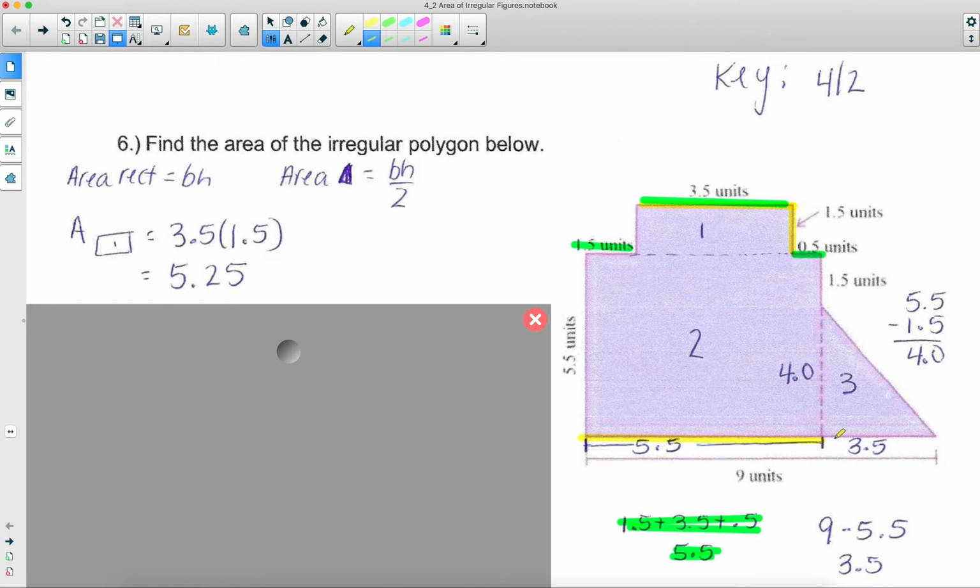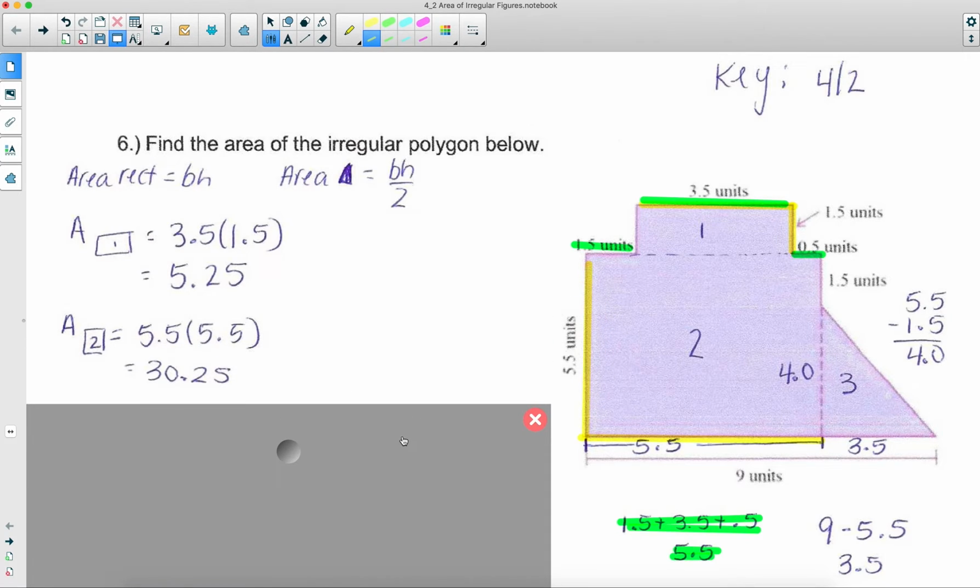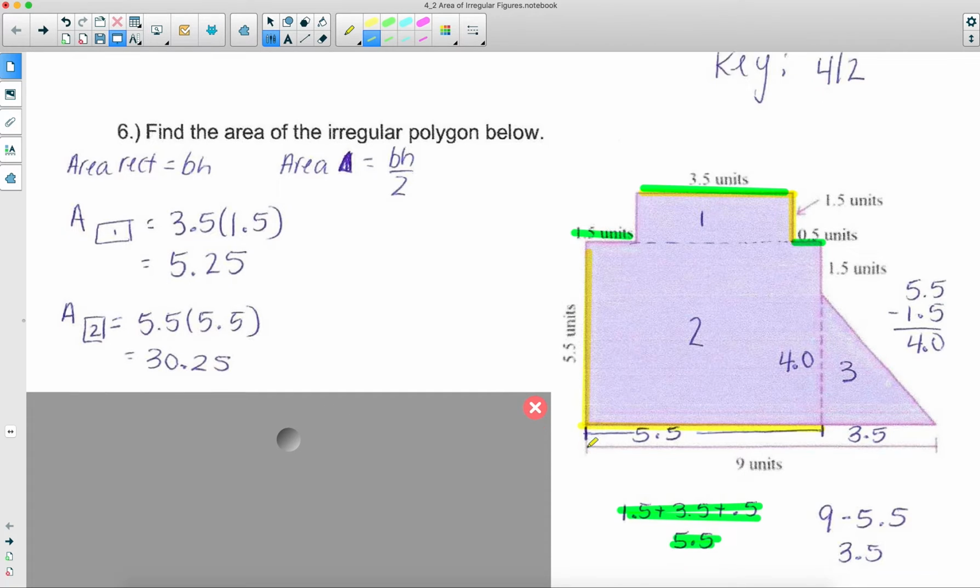So that's how I got this dimension, this base. And then going back, if this base is 5.5 and the height was given at also 5.5, then there's the area, 5.5 times 5.5, which is 30.25.